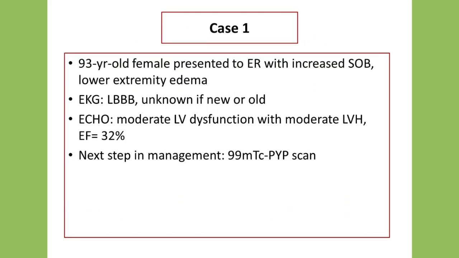Now, finishing up, I just want to go through a few more cases. So this first case was a 93-year-old female, presented to the emergency room with increased shortness of breath and lower extremity edema. Her EKG showed a left bundle branch block, and it wasn't known if this was new or old. Her echo showed moderate LV dysfunction with moderate LVH with an ejection fraction of 32. Given the level of question with her, they went on and ordered a pyrophosphate study.